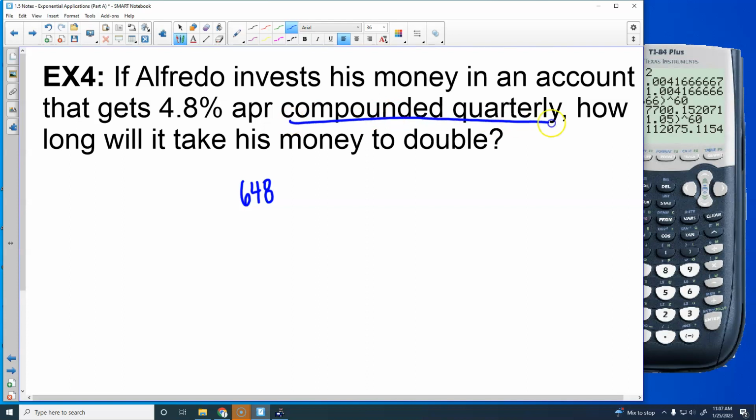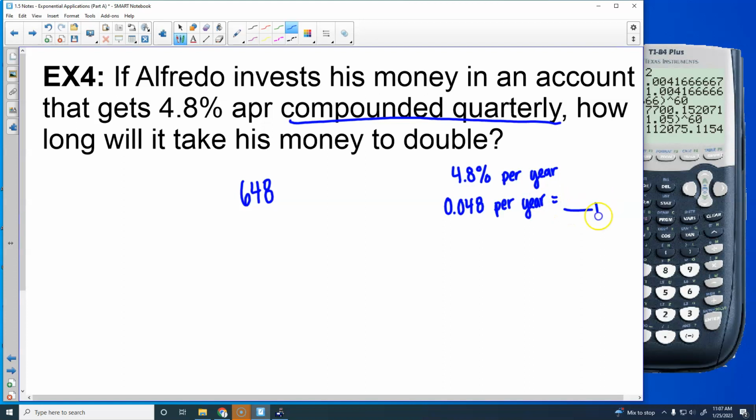It is compounded quarterly, but this interest rate is annual. And occasionally I forget to put annual interest, I forget to put APR. They pretty much always give you your annual rate for this, so unless you see otherwise, assume it's annual. So if I've got 4.8% per year, I really prefer to do it this way, 0.048 per year. Go ahead and do the decimal.